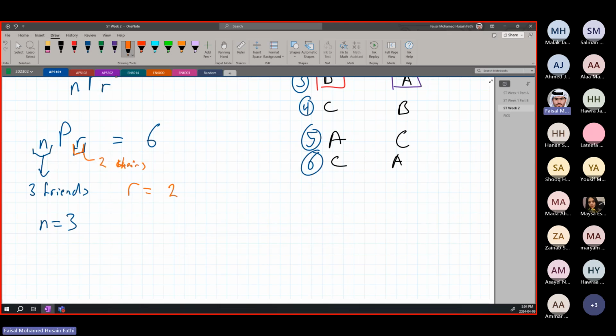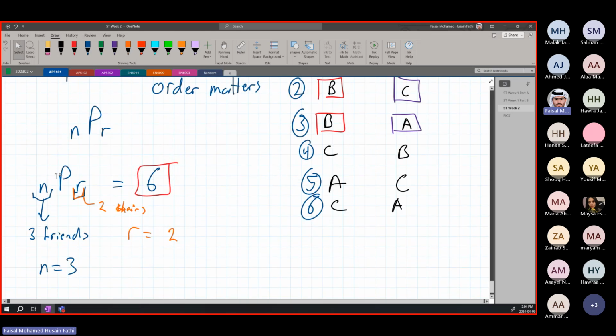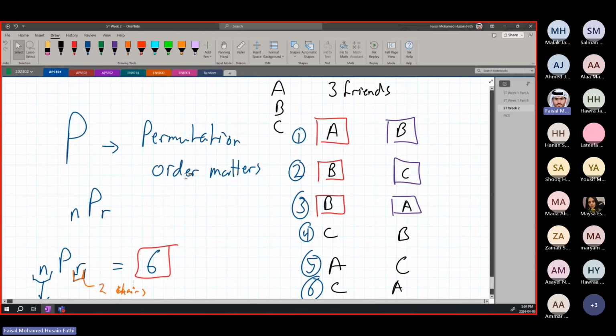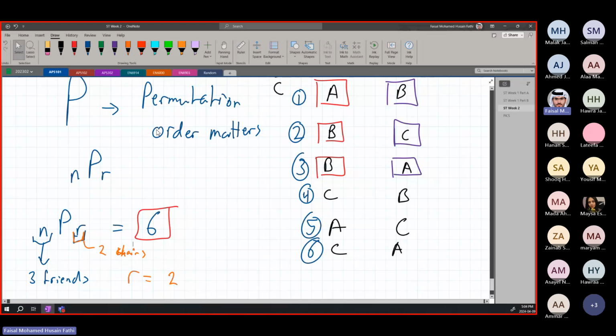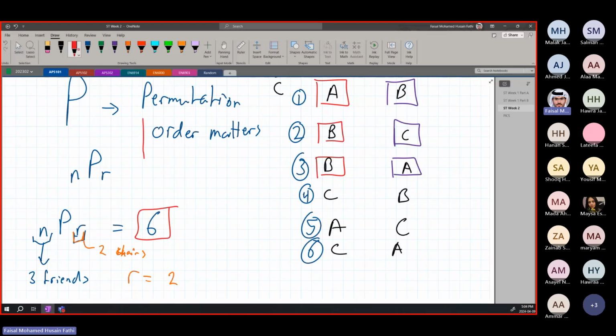All right. So if you go to your calculator now and you do 3 shift P 2, you're going to find out that the answer is going to be 6. Okay. This is how you can use permutation. So permutation is just a method, a way of choosing where the order matters. This is very important, where order matters. All right.